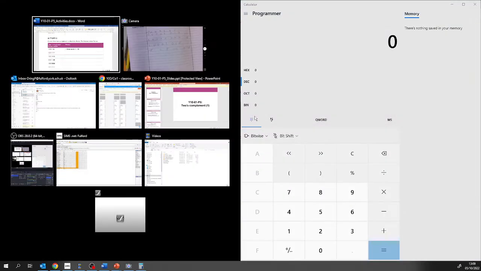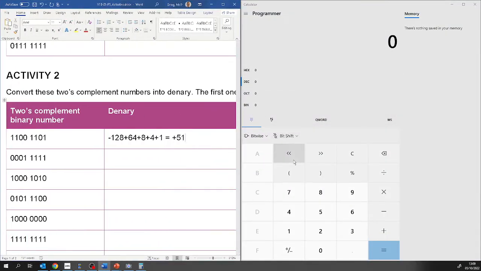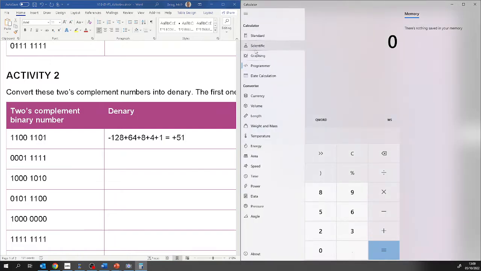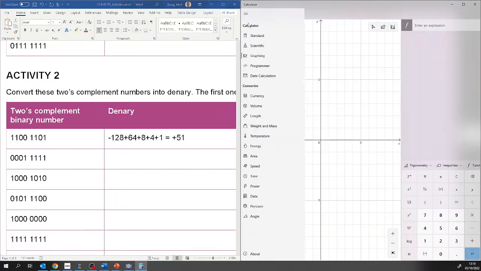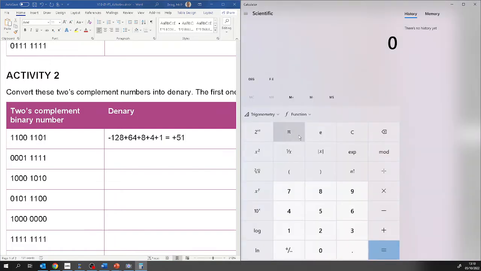Let's go back to scientific. Right, 64 plus 8 plus 4 plus 1. Take away 128. They've just got the sign wrong. This should be negative 51. Well spotted.